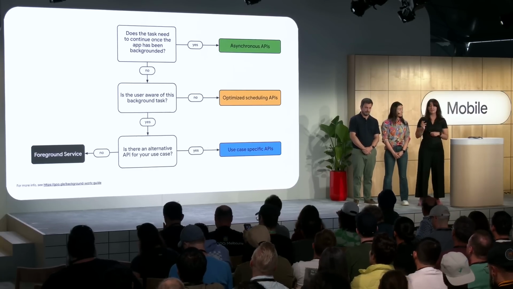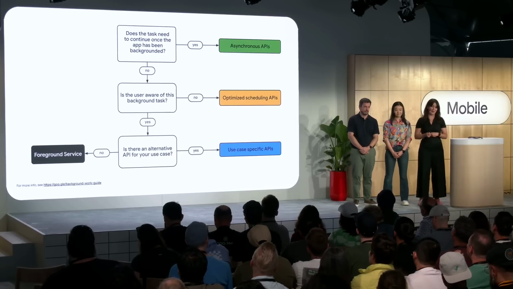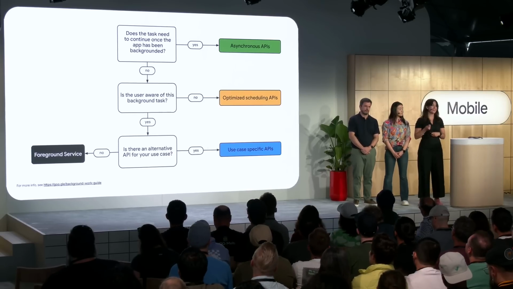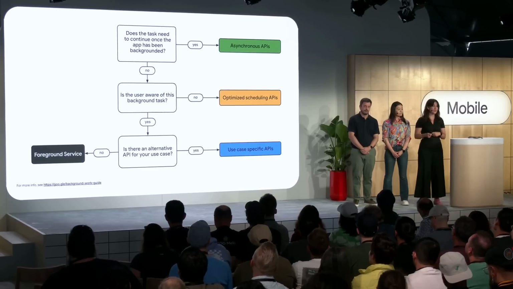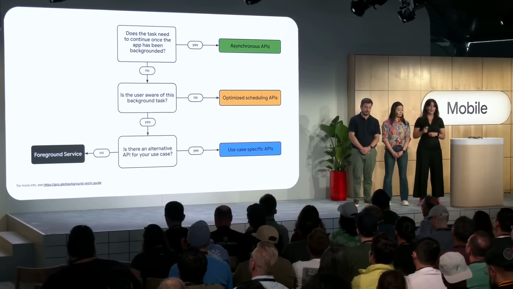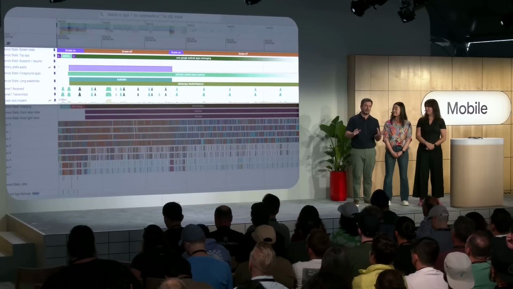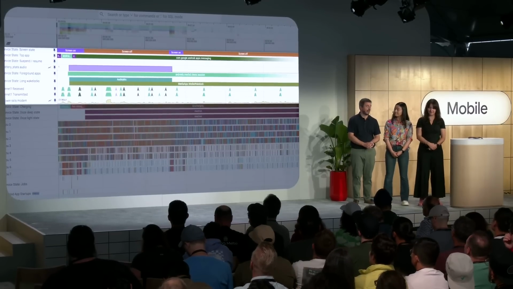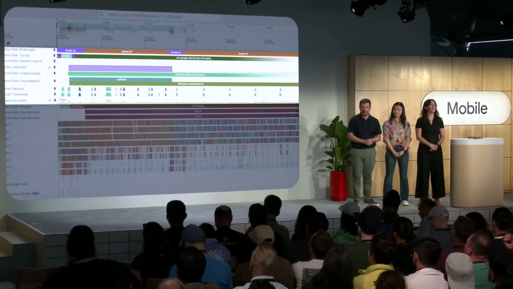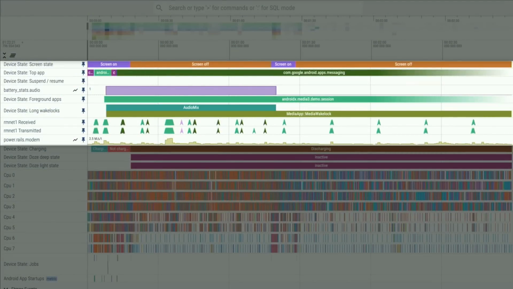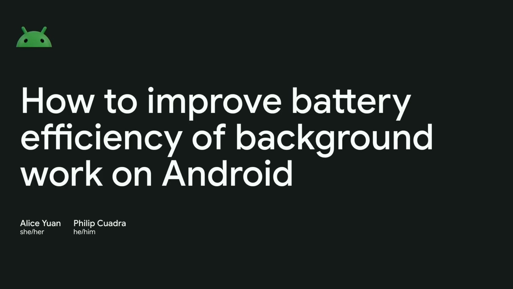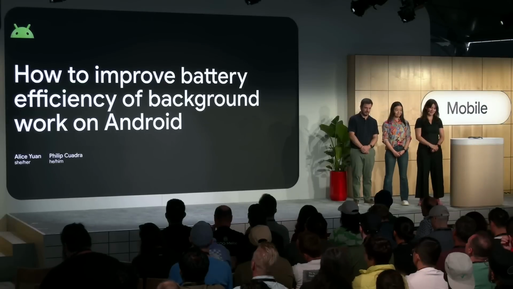For example, user-initiated data transfer APIs help you with large downloads and uploads with the ability to retry if the transfers fail, and they will only execute during network availability. To understand how your app is doing in terms of battery consumption, you can use the performance inspection tool Perfetto and an Android 14 plus device that supports on-device power monitoring. Check out this talk to level up on the best practices for optimizing your battery usage.